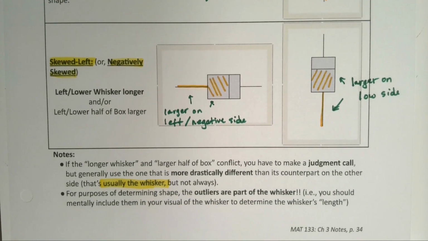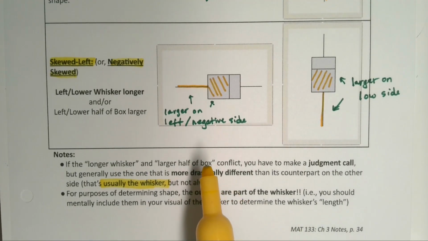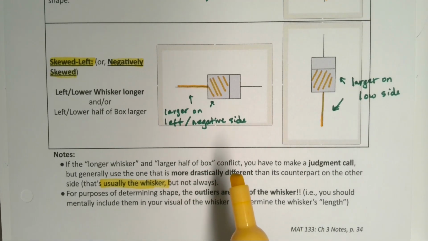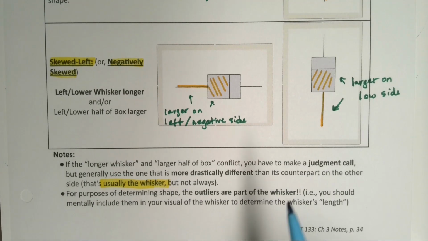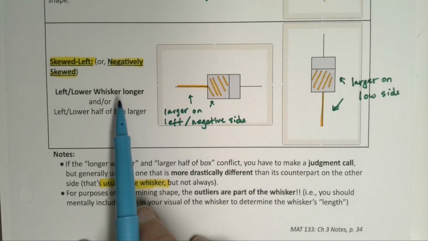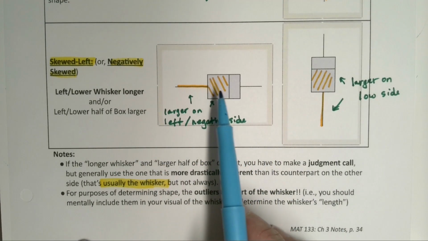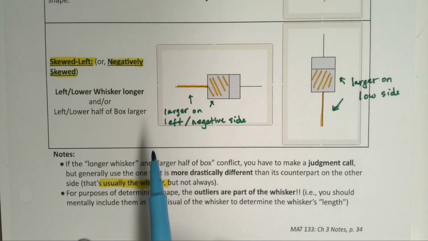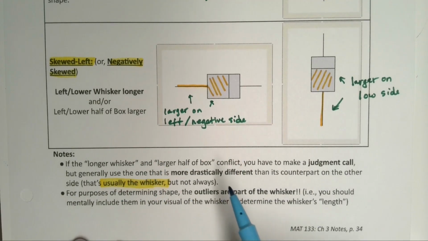Now, there are occasionally times where the whisker and the box are in conflict. And which way it's skewed, you kind of have to make a judgment call about which is the more drastic difference that you're seeing. Usually that's the whisker, but not always. So if the whisker is just way longer on one side than the other, even if the boxes are reversed but they're pretty close, you would go with the whisker, right? But this is a judgment call that you're going to have to make based on the picture. And maybe that would be a time to go look at the mean and the median and maybe make a histogram. There are other graphs available to you at that point.